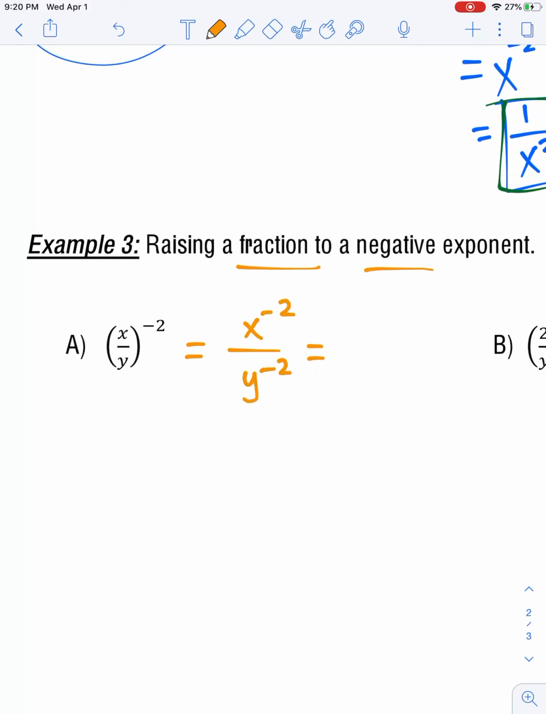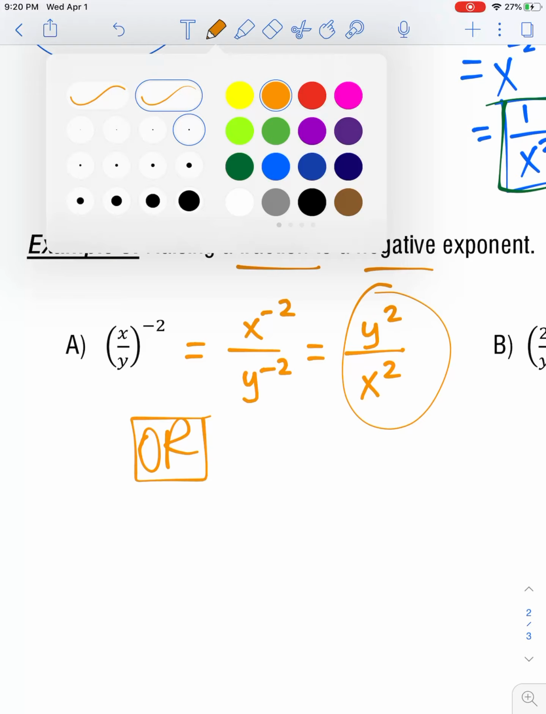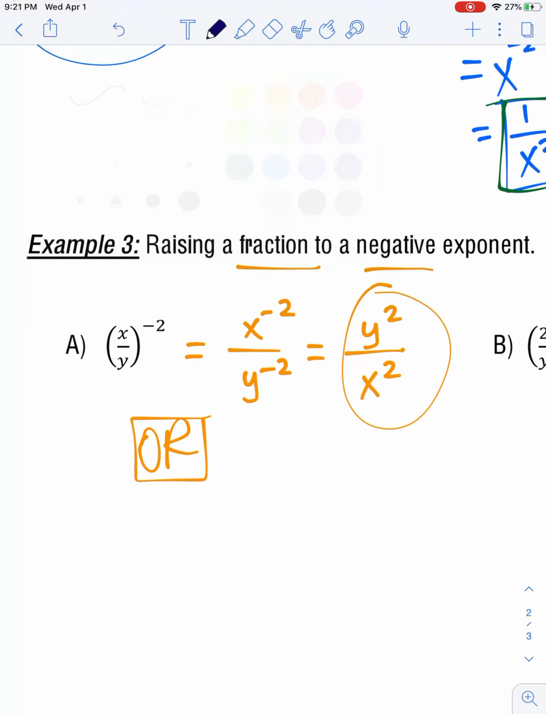power. So if I have x to the negative 2 over y to the negative 2, I can move x to the negative 2 on bottom and make it positive. Y to the negative 2, move it to the top and make it positive. And there's my answer.